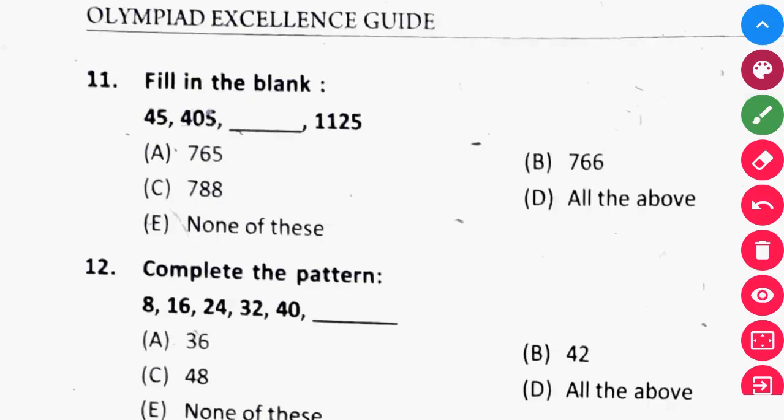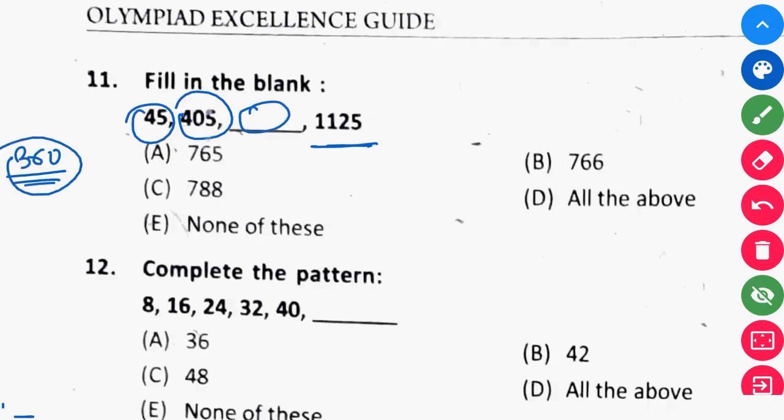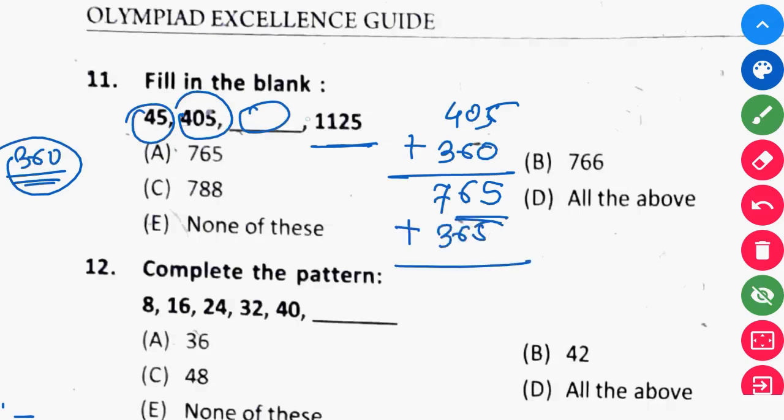Fill in the blanks with the correct answer. Now see, the first number is 45, the next number is 405, the next number is missing, and then 1125. Now see, what is the difference between 45 and 405? The difference is 360. So if we add 360 to 405, which number do we get? 765. So if we add 360 to 765, do we get 1125? We'll see.